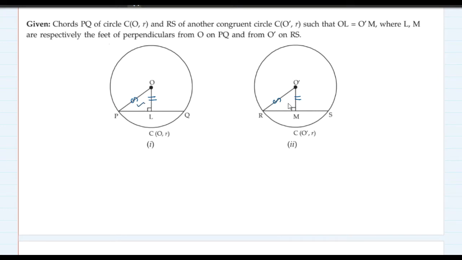Again, you will take these two triangles. You prove them congruent by using RHS test. And then you prove that PL is equal to RM. So can you say that 2 times PL is equal to 2 times RM? Right? But what is 2 times PL? PQ. And what is 2 times RM? RS. What is the reason behind this?